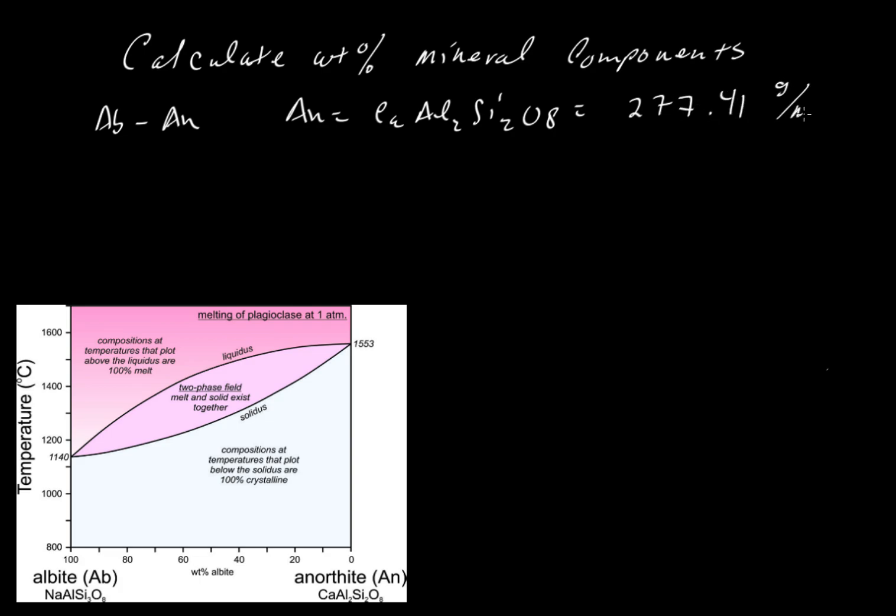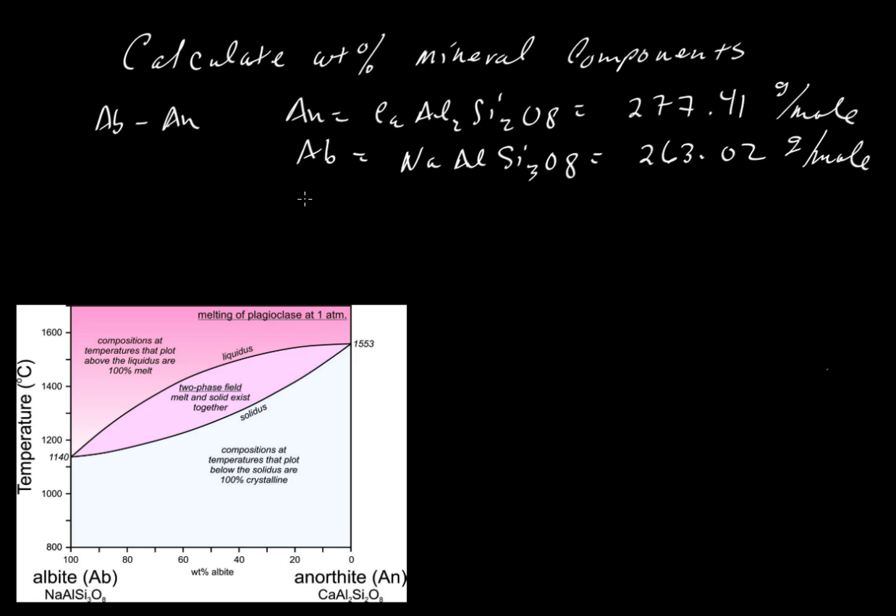277.41 grams per mole. And then for albite, AB, we would write this usually as NaAlSi3O8. And on the basis of 8 oxygens, the way we've written it here, it would have a molecular weight of 263.02 grams per mole. So there we have anorthite and albite.